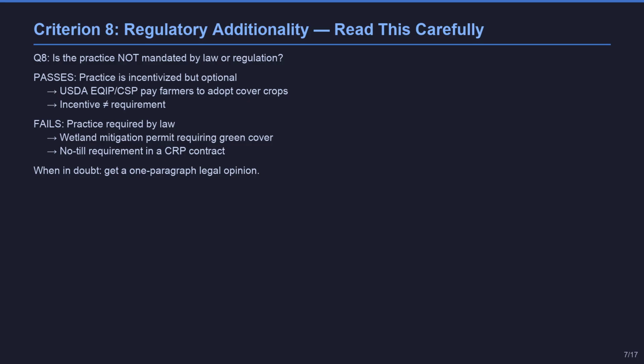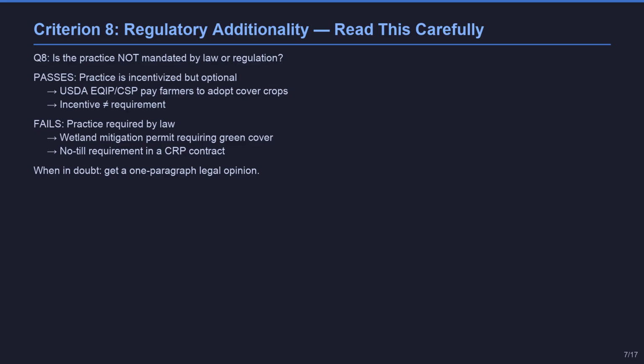Question 8 is where I see the most uncertainty. The question is: is the practice you're implementing required by any law, regulation, or subsidy program condition? In the U.S., USDA EQIP and CSP programs incentivize cover crops and no-till. They provide payments. That is not the same as requiring them. A practice that's incentivized but optional still passes this test.